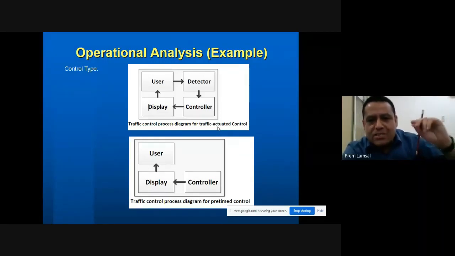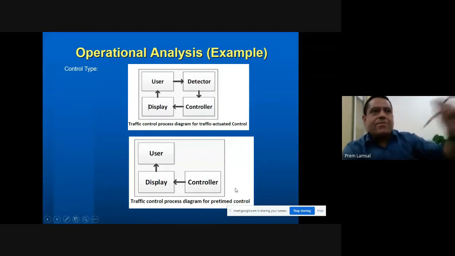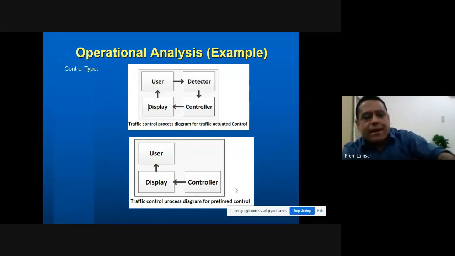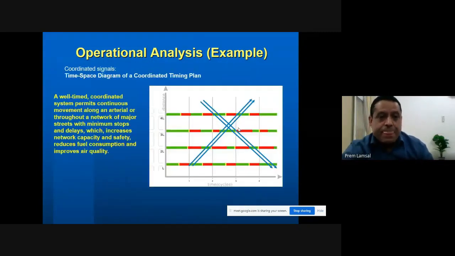There are two types. One is traffic actuated control, which you can see in the first diagram here. The second one is pre-timed. For example, if we are allowing 1 minute for one flow, after 1 minute it will turn yellow and then red. But if it is traffic actuated control, it will sense the queue length and it will stay green till the queue ends and all the vehicles pass. So there are two types of control type. Hope it is clear.